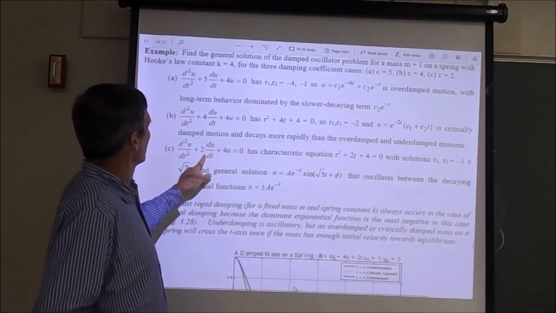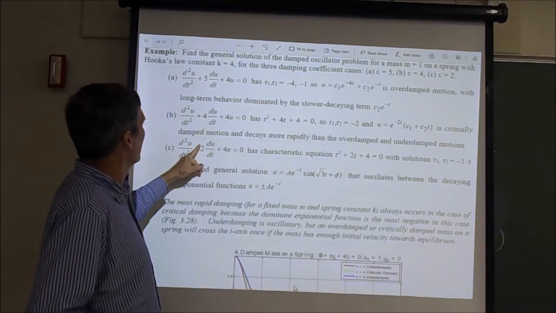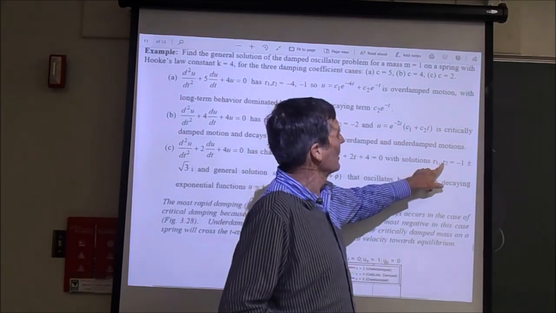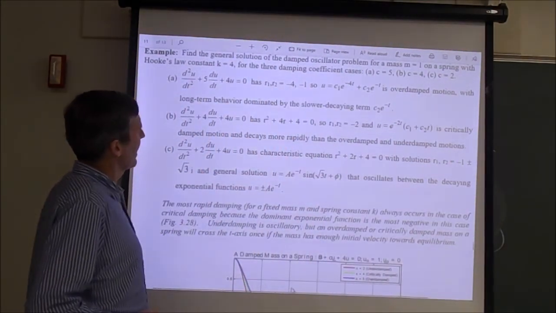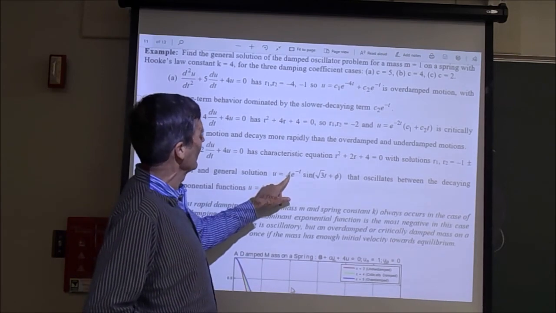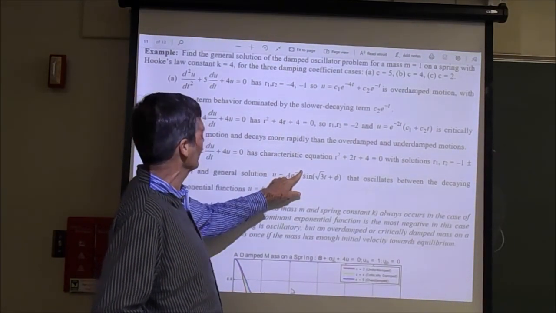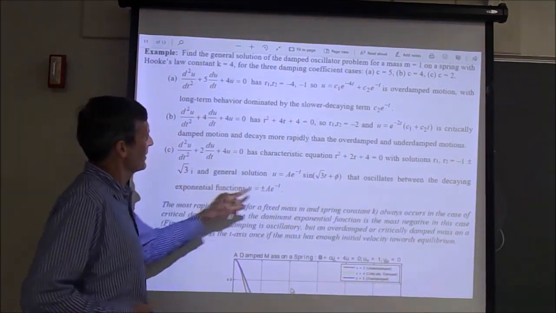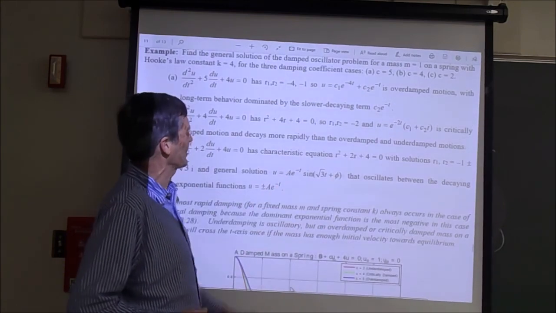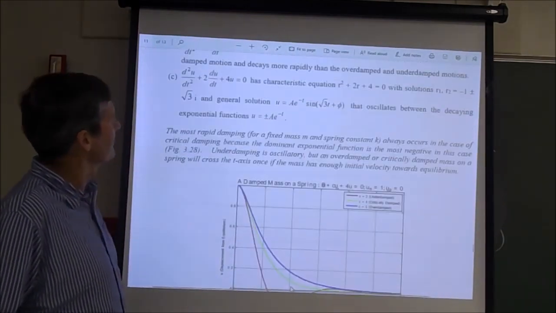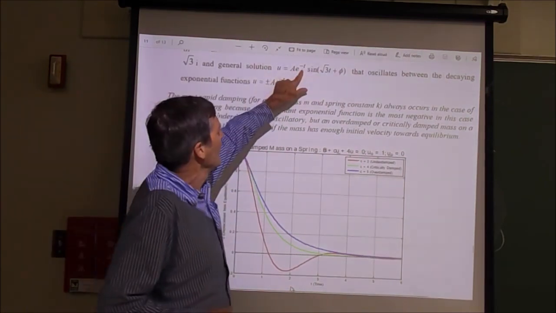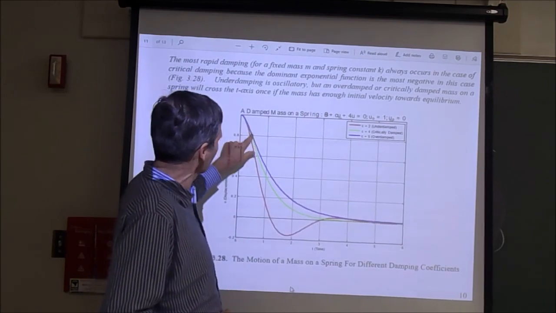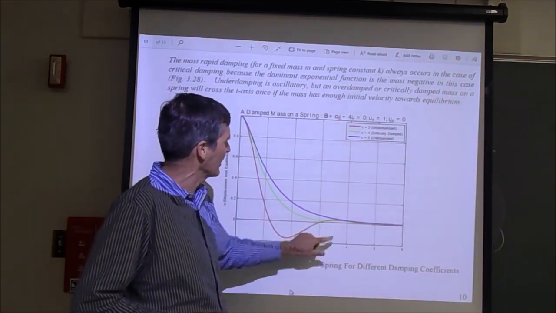The other case, if I put a little less damping, then it does like the picture you saw, and the damping coefficient is 2. You get complex solutions, minus 1 plus or minus square root 3 i, and this general solution: a constant times e to the minus t, the minus 1 times t comes from here, times sine of square root 3 t plus phi, for some arbitrary constants A and phi, to exhibit that it's an exponential decaying times a sine function. So here's the picture. The one decays like this, the second decays like this, and the third decays like this.